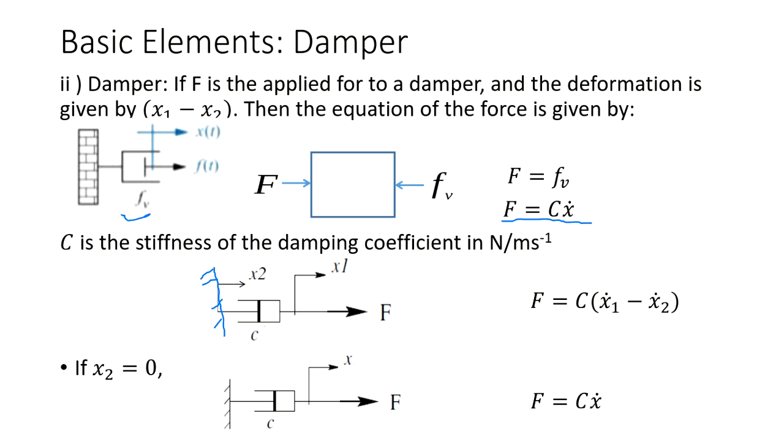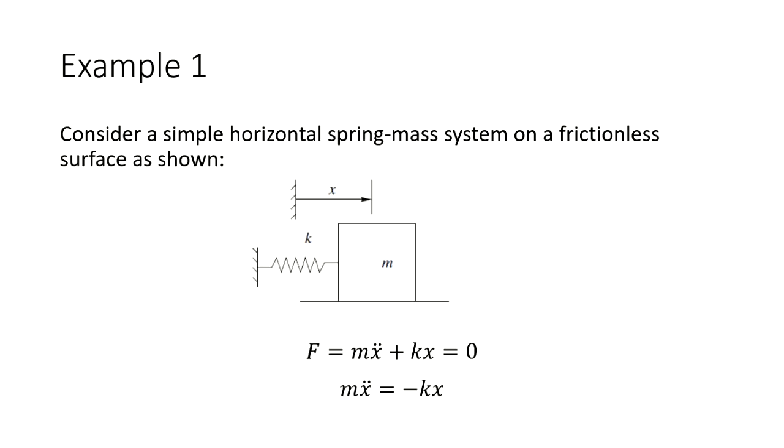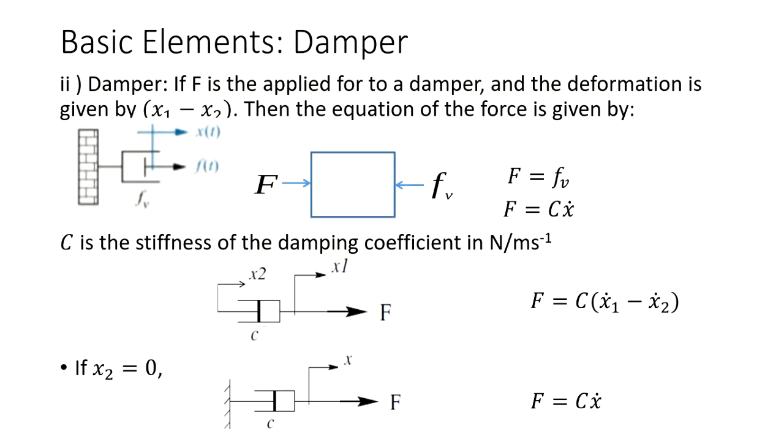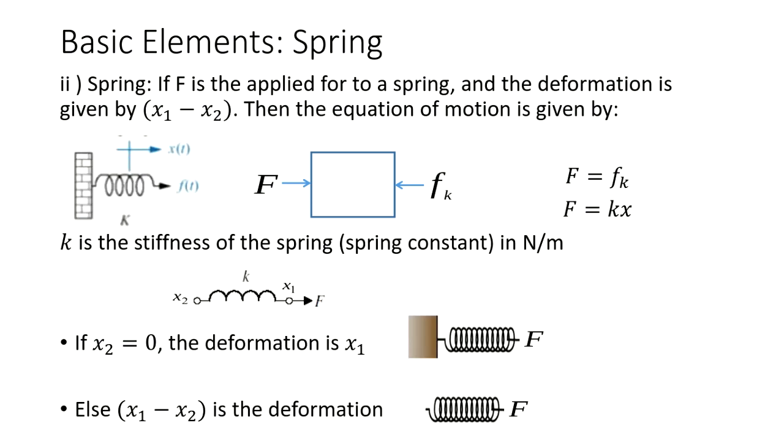So we've seen three equations. Force is mass times acceleration. Okay, you want me to repeat the spring. I will go back to the spring. So if K is the spring constant, or the stiffness of the spring, we know from Hooke's law that F is K times X.